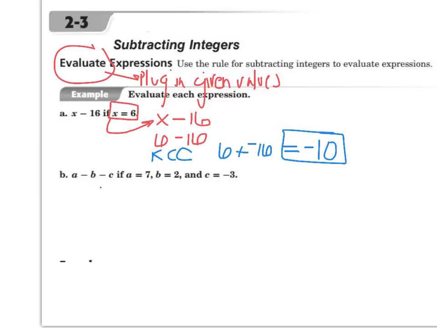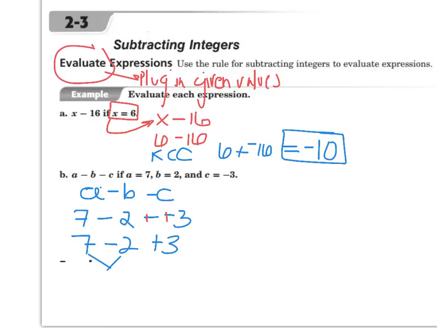Then I have this other one here. So I have A minus B minus C. I'm going to replace in my value. So A is 7 minus B, which is 2, and then minus C, which is a negative 3. So I know that two negatives right next to each other actually become a positive. So I really have 7 minus 2 plus, oops, minus 2 plus 3.